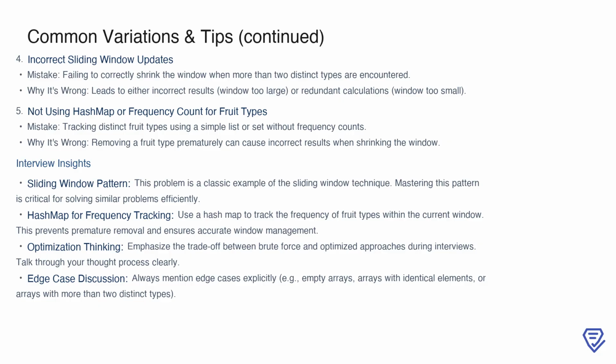In terms of interview insights, mastering the sliding window pattern is key for this problem and others like it. A hash map allows you to efficiently track the frequency of fruit types, ensuring accurate window management. Also, discussing the trade-offs between brute force and optimized approaches showcases your optimization skills. Always explicitly mention edge cases, such as empty arrays or arrays with identical elements, to demonstrate thoroughness in your analysis.